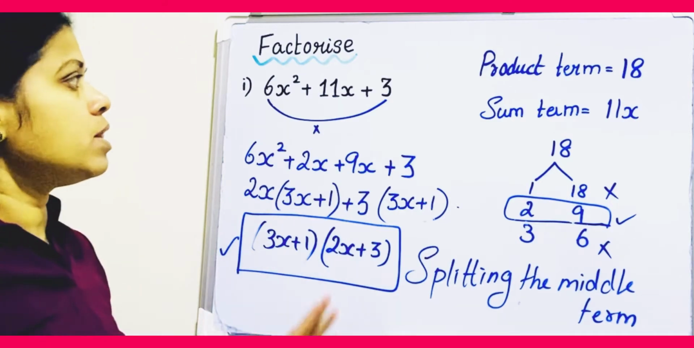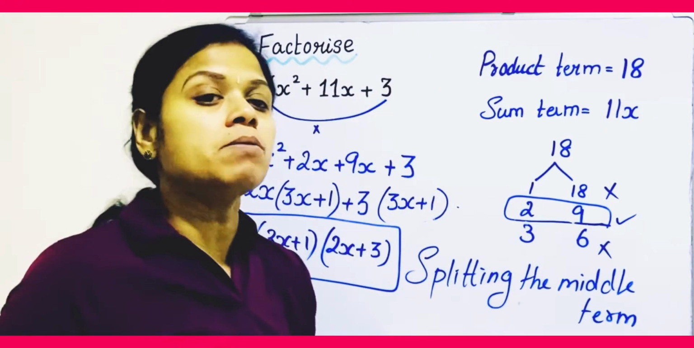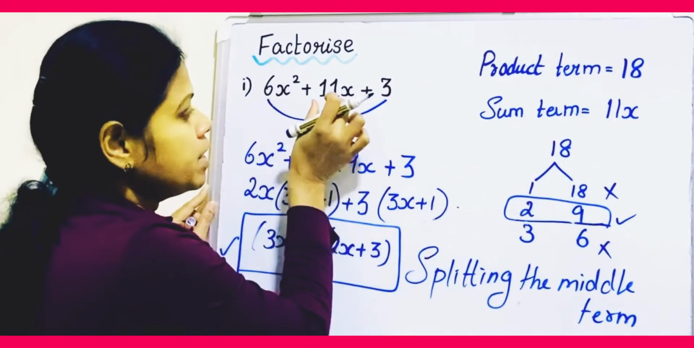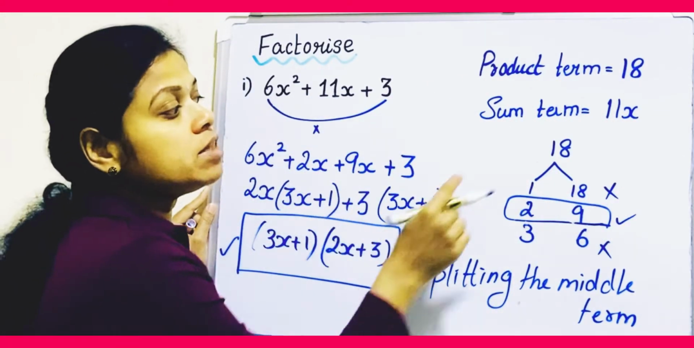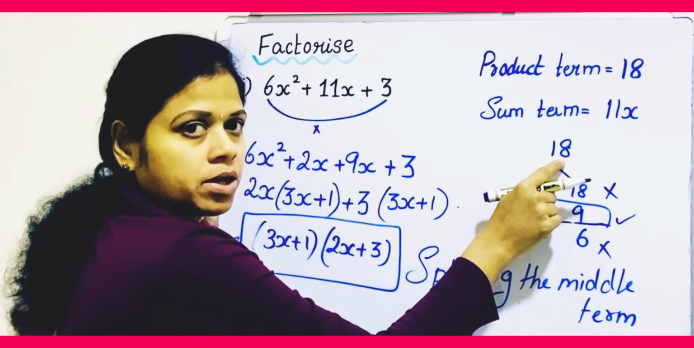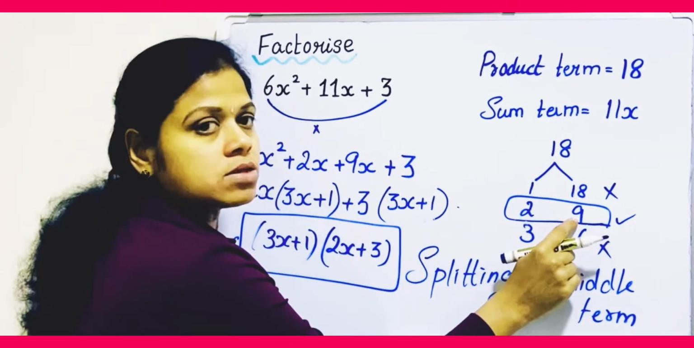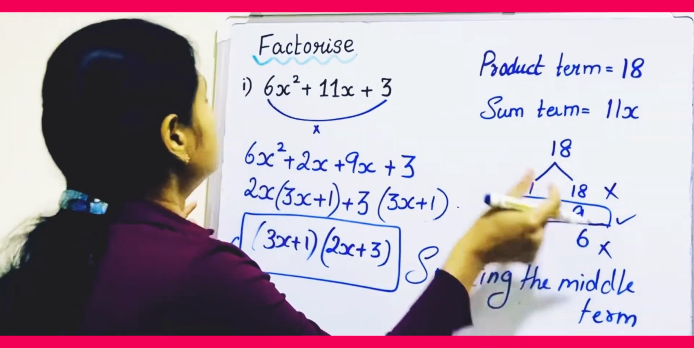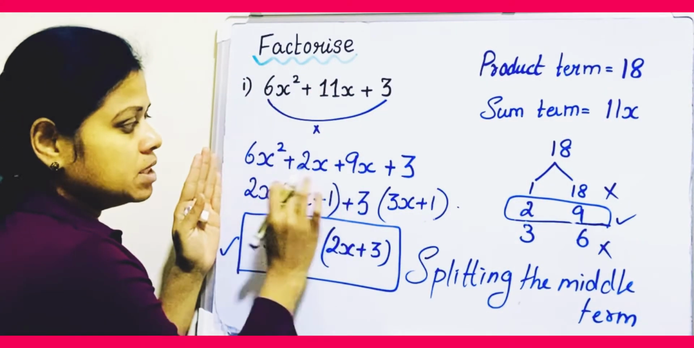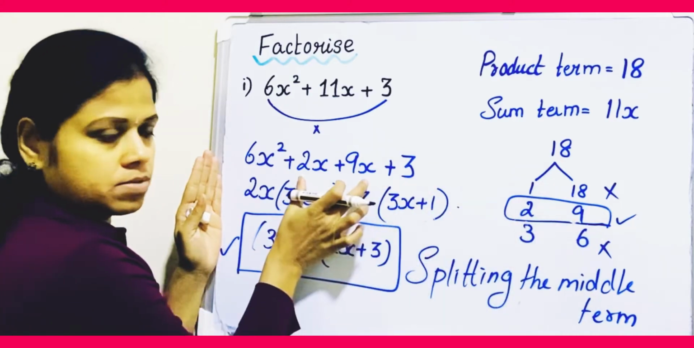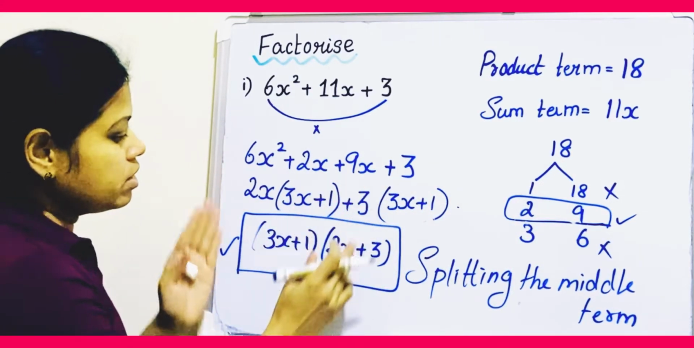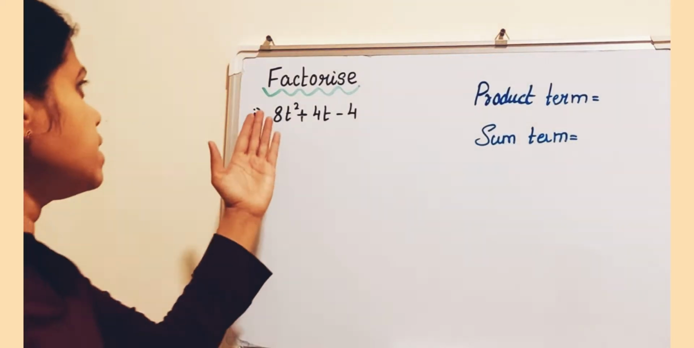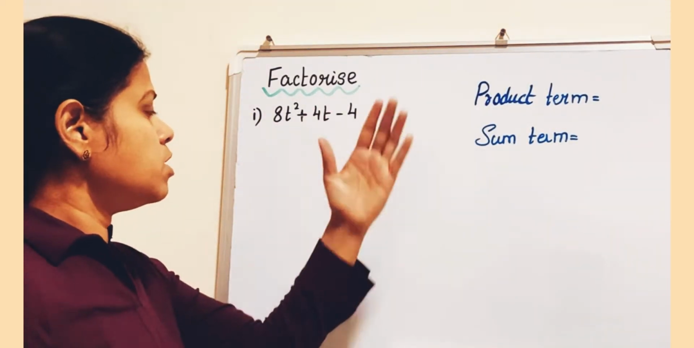So how to factorize an expression by the splitting the middle term method. For that, take the product term, then take the sum term, then find the factors of the product term, then check which factors' summation gives you this sum term. After finding that, just split the middle term using the factors. Then take it common and then write. You will get the factors. That's it. Next example is 8t square plus 4t minus 4.